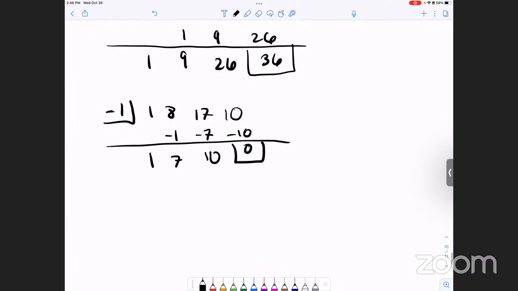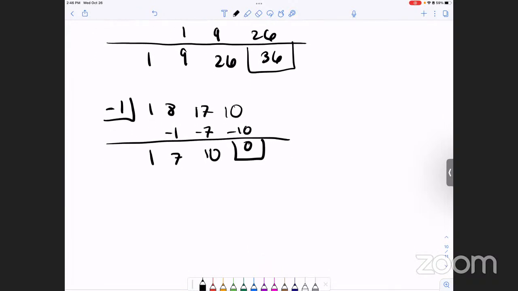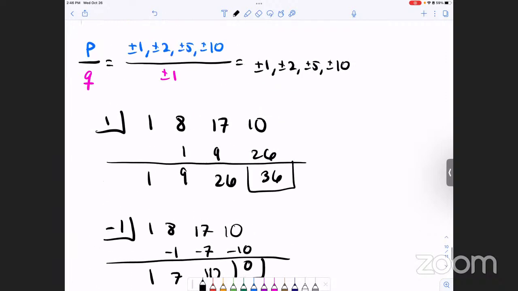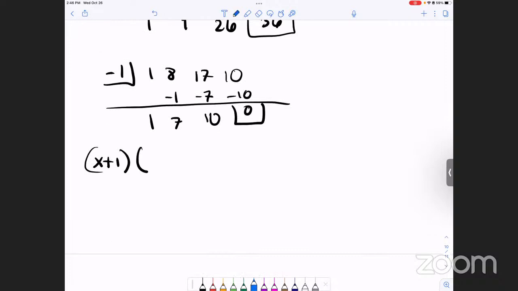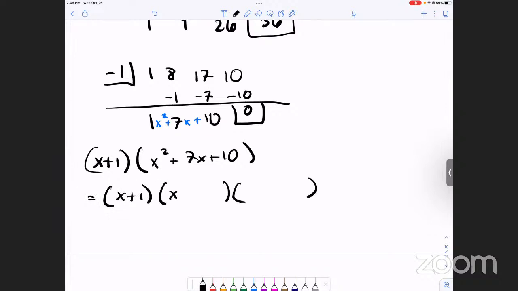Okay, so let's list out what we have at this point. If -1 is a zero, then that factor is going to take on the form x plus 1. Since we started with a degree 3, at this stage we're now at a degree 2, so we have x squared plus 7x plus 10. Let's see if we can factor that. x and x, plus and plus, 5 and 2. So then our zeros look like they are -5, -2, and -1.